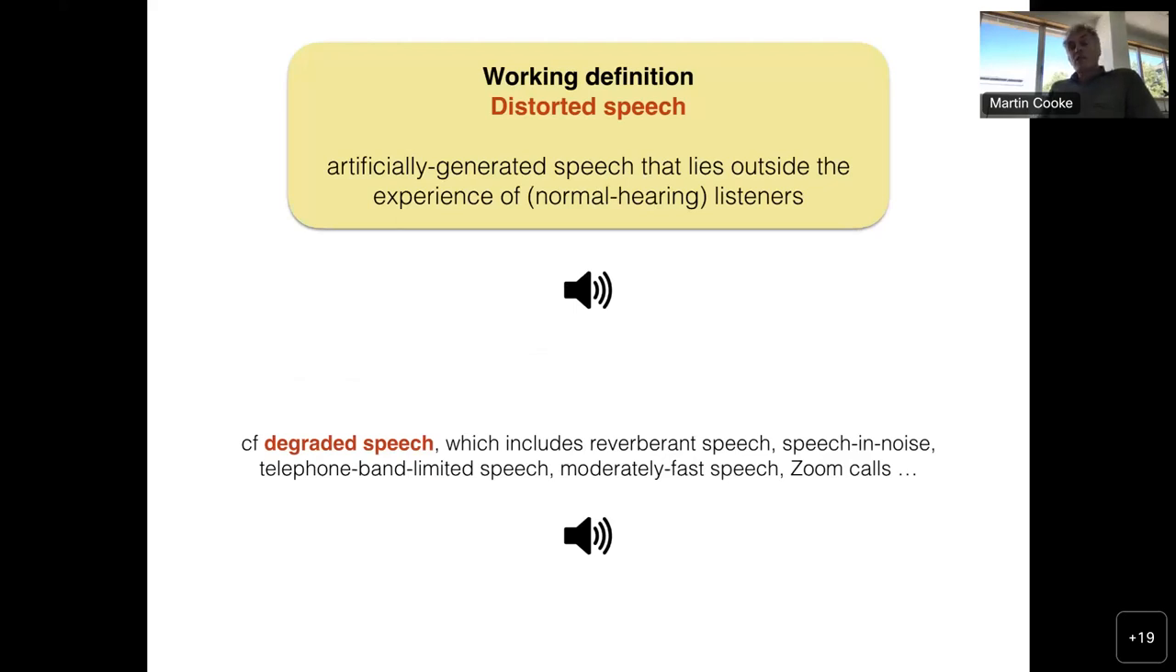So my definition of distorted speech, and this is probably different from some other scientists, but essentially it's speech which has been artificially generated, but that lies outside our everyday experience. And this is really to be contrasted with degraded speech, which would include things that do form part of our normal experience. So reverberant speech, speech in noise, telephone band limited speech, etc. Those sorts of things. So this is an example of a distorted speech. I don't expect you necessarily to understand any of that at the minute. And I contrast that with degraded speech. This is an example of reverberant speech. Recorded in this case in a bathroom. Not my bathroom, but so that's an example of a form of speech which is also challenging, but which also forms part of our daily experience.